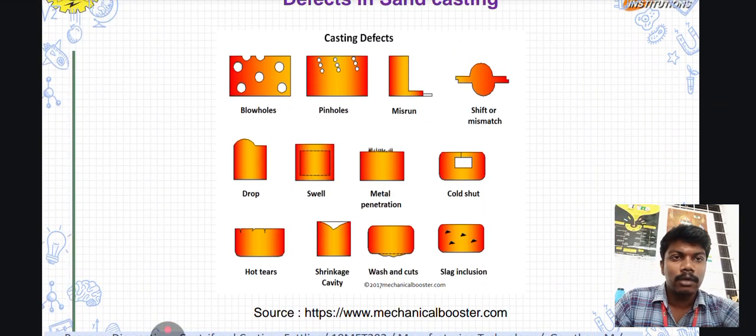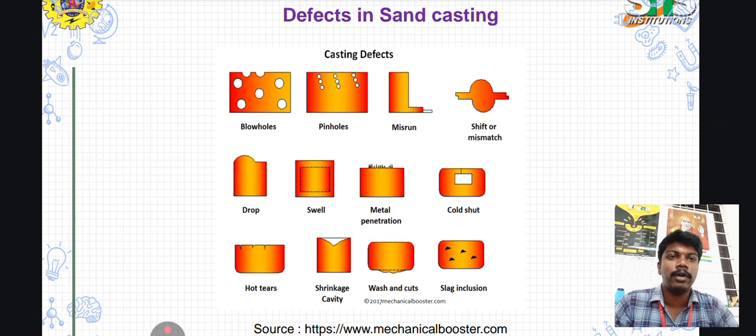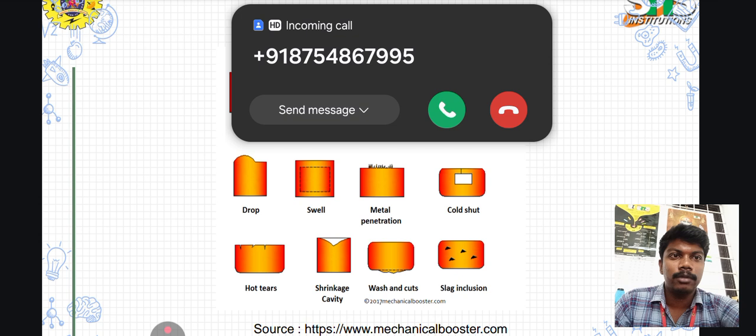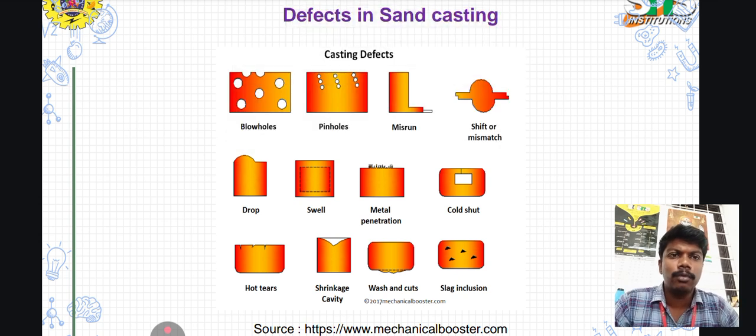So this is the overall set of simulation defects. Here we have mentioned for your reference, in picture glimpses, blowholes, pinholes, misruns, shift, mismatch, drop, swell, metal penetration, cold shut, hot tear, wash and cut, and slag inclusion. This is the overall package of defects in sand casting manufacturing.